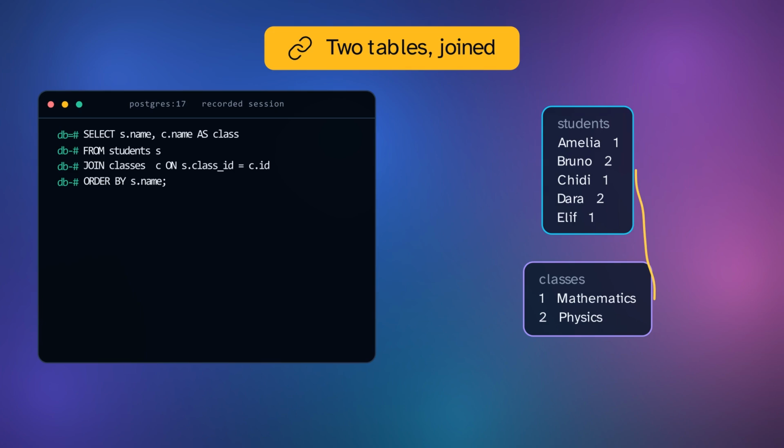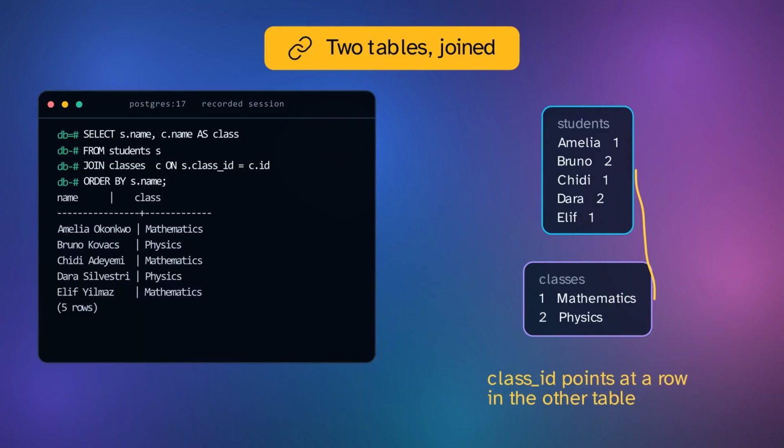Five rows, one per student with the subject spelled out. And that is what we get. The number 2 has become the word physics, and it was never stored on the student at all.